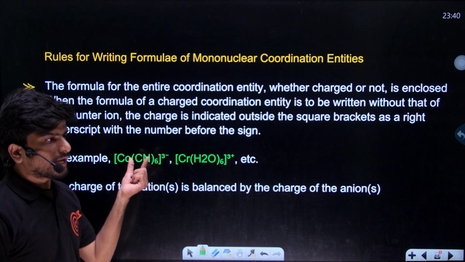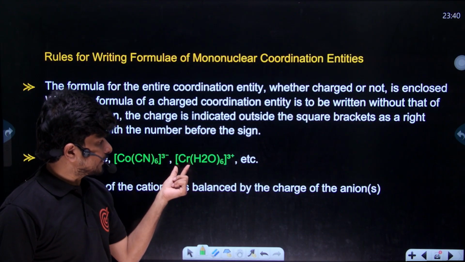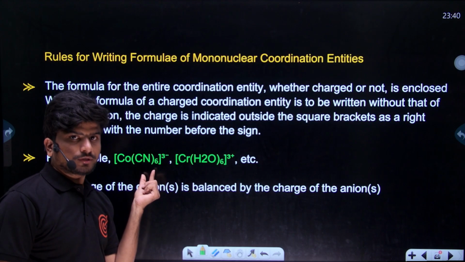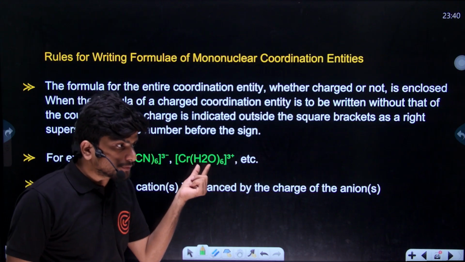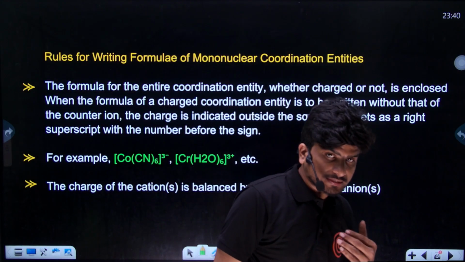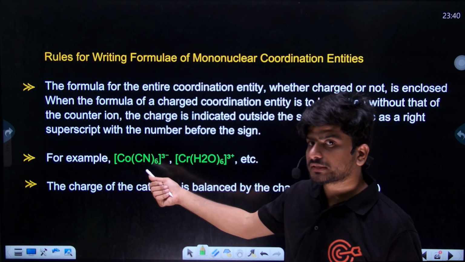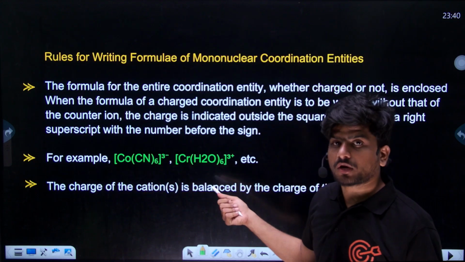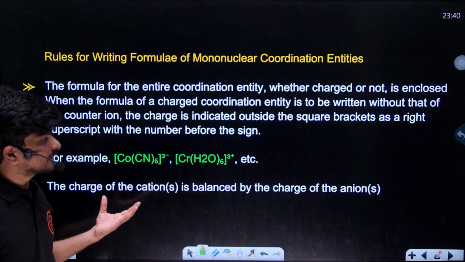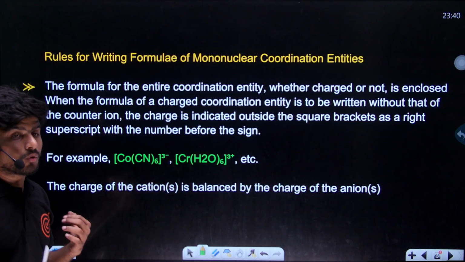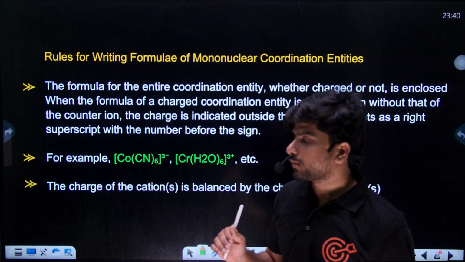So you have a positive counter ion here, because that separates, and only then will you get a negative sign here. Cr(H2O)6 3+. These are superscripts. These superscripts indicate whether the counter ion is a cation or anion. Here you can understand the counter ion is a cation. Here you should understand the counter ion is an anion. The charge of the cations is balanced by the charge of the anions. So the overall charge of the complex which exists is balanced.